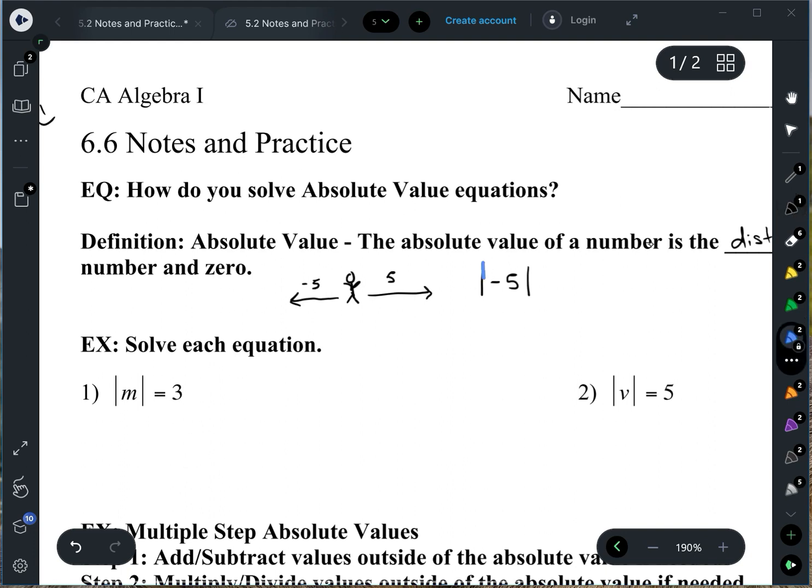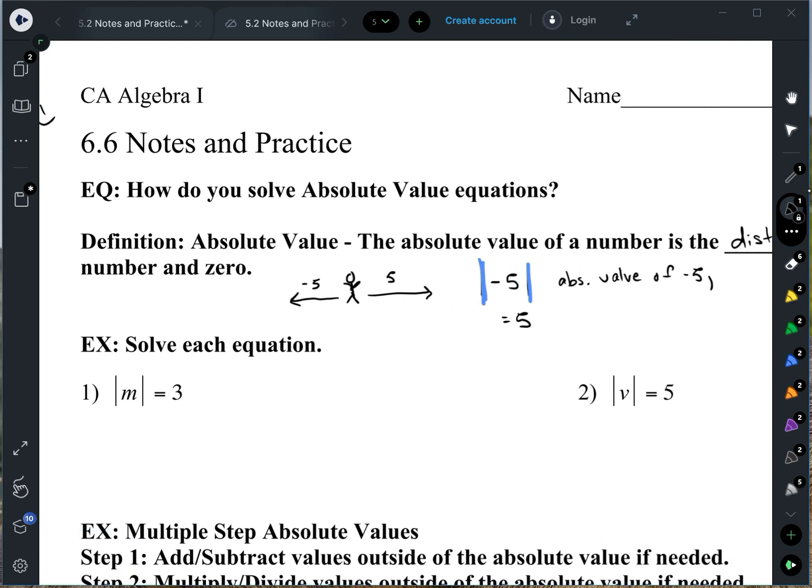So these bars are what is known as the absolute value. So this is read the absolute value. I'll just write abs value of -5, and that actually equals 5, okay?